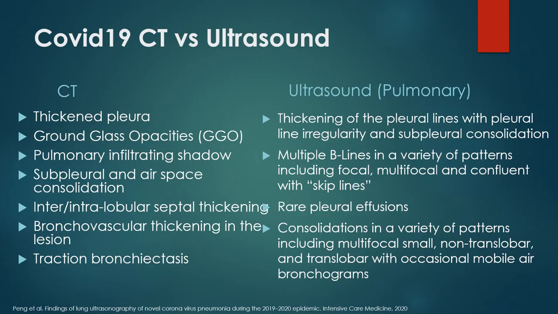So let's talk a little bit about the role of lung ultrasound in COVID-19 patients. Along with physical examination and chest x-ray presentation, including fever, etc., CT is a very big part of assessing and diagnosing COVID-19. You have thickened irregular pleura on CT, you have ground glass opacities, or the crazy paved road appearance. You have pulmonary infiltrating shadow, subpleural and airspace consolidation, and some of the other consequences or signs of COVID-19.